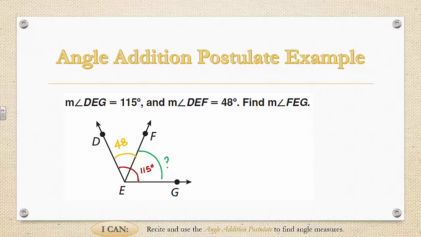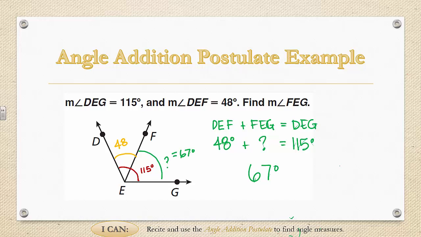Now, we know that if we add DEF and FEG together, we're going to get DEG. So this says that we have the DEF plus FEG has to add up to DEG. So here's a little math problem. We know DEF is 48 degrees. We're trying to find FEG, and we know that the total is 115. Hopefully you were already subtracting those two things in your head, and you would end up with 67 degrees.